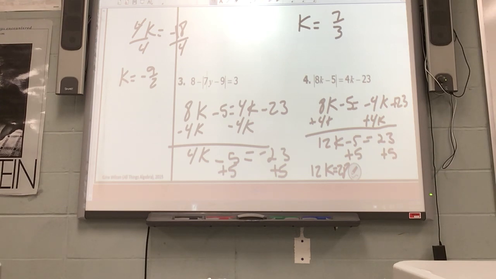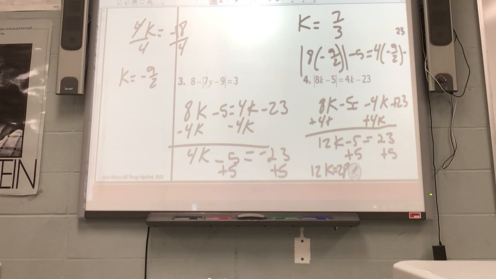Okay, so we got 2 fractions to check now. So let's do absolute value of 8 times -9/2 minus 5, and I need that to equal 4 times -9/2 minus 23. I'm gonna put my minus 23 up there on the top.